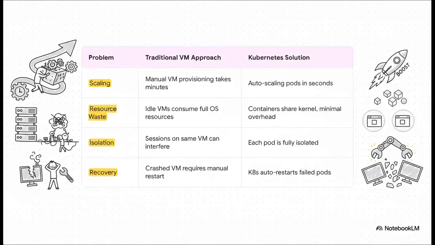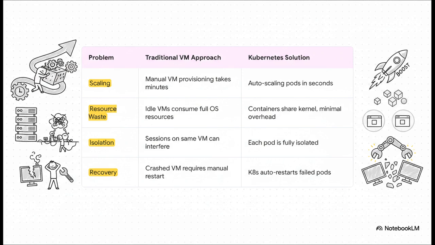In this table right here, it just lays it all out so clearly. I mean, look at the traditional approach on the left. You need more browsers? Well, that's a manual job that's going to take you several minutes, maybe even longer. Wasting money? Oh yeah, because those idle VMs are just burning through resources with a full operating system for no reason. And isolation? It's a total mess. You can have different sessions on the same VM tripping over each other.